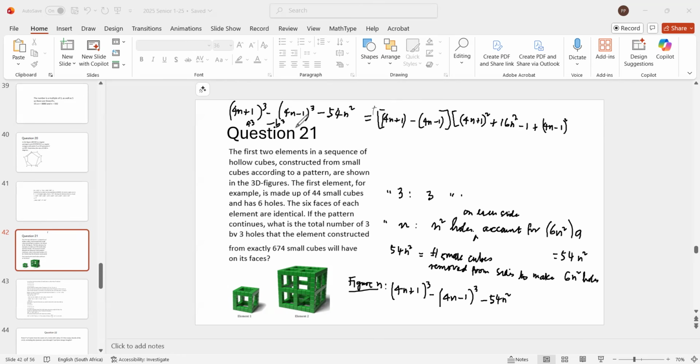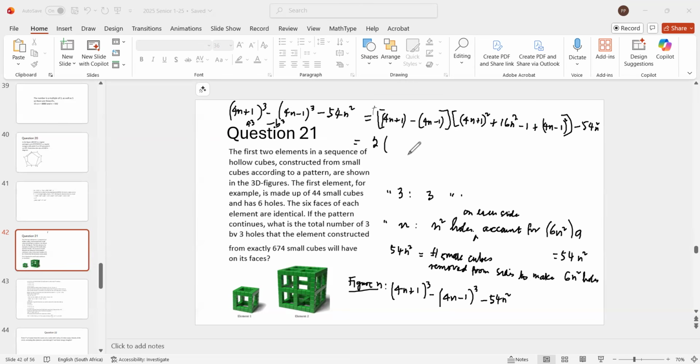A minus b into a squared plus ab plus b squared. That's just the factorization of these two. And I must still subtract from that 54n squared. Okay, now here the 4n and the 4n cancel off, and you're left with 2 there.